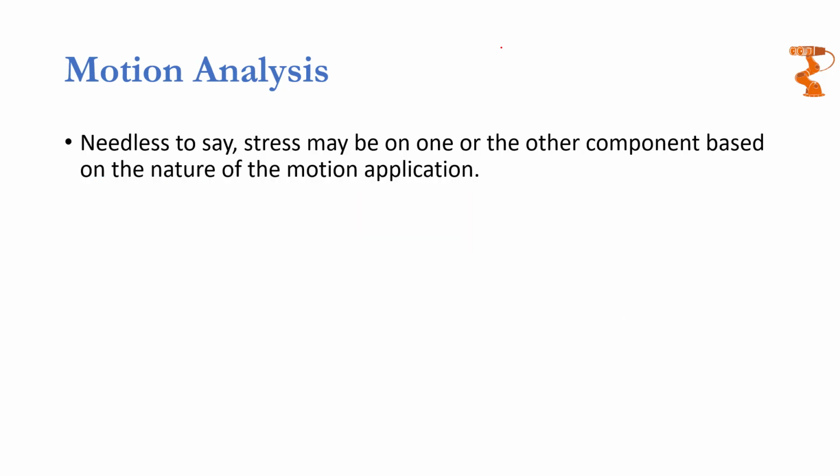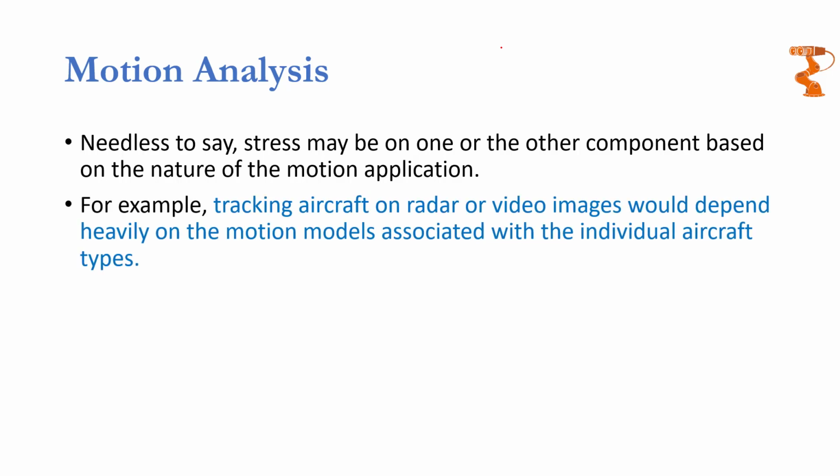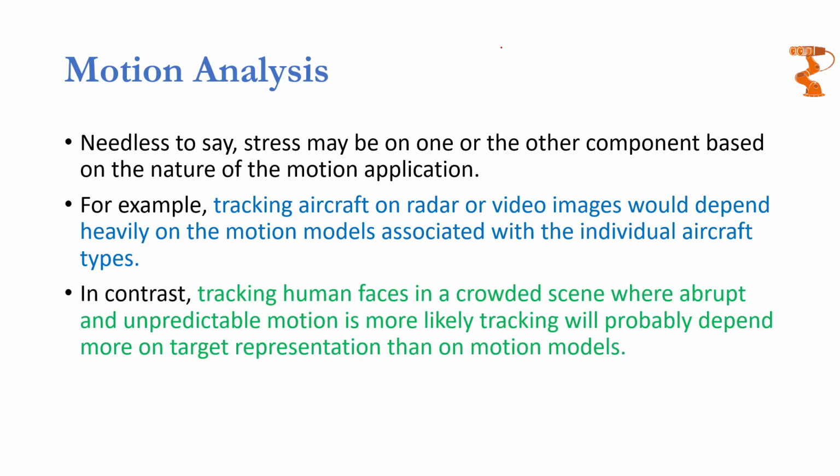It depends on the application which stage or objective will demand more effort and how much contribution it will have towards the final goal of tracking the object. For example, tracking an aircraft on a radar would rely more on motion models because its motion is much more predictable, whereas tracking human faces in crowded scenes would rely on localization and representation of target faces in images. Motion models will not suffice here because of the random and abrupt nature of motion.